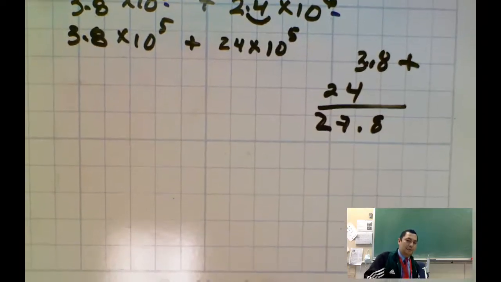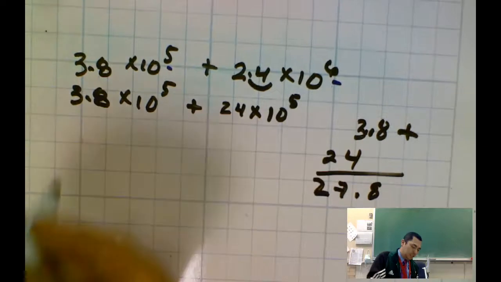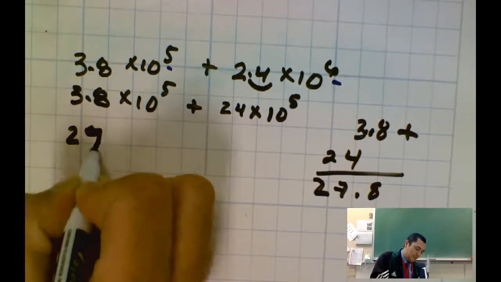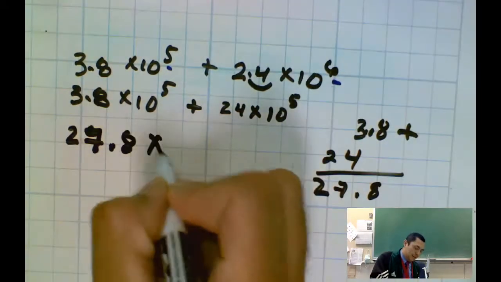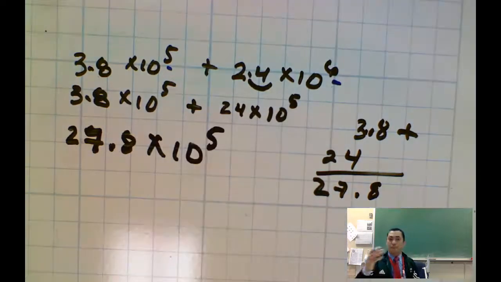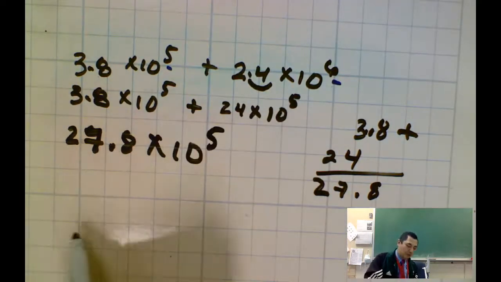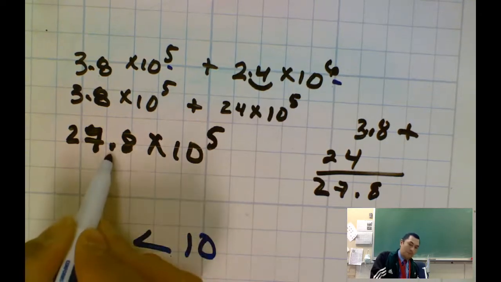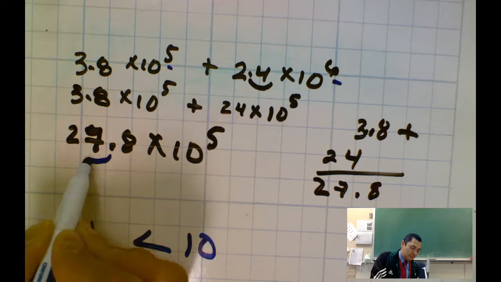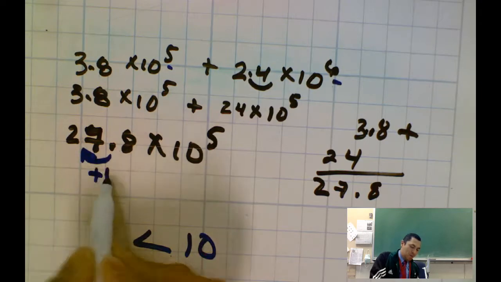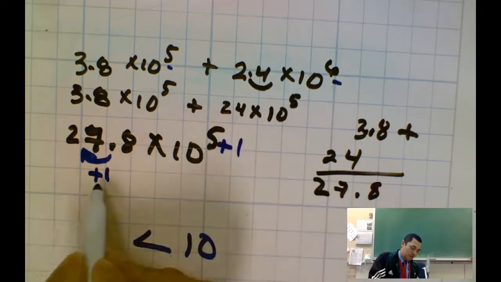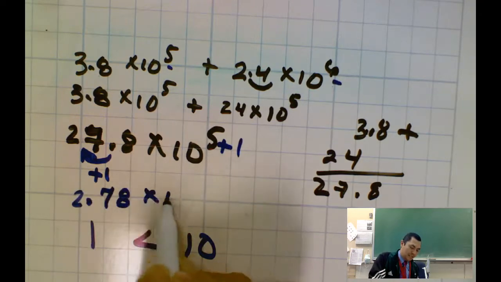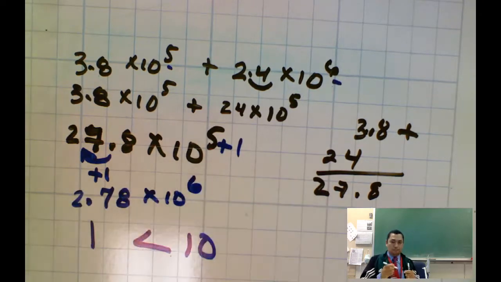If you can see it over there, 27.8. So this one is 27.8 times 10 to the 5th power. But remember, the definition of scientific notation has to be between 1 and less than 10. So we move this unit back to the left and we add 1 to my exponent. So in this case, I have 2.78 times 10 to the 6th power.